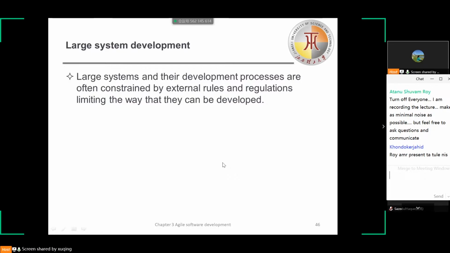In fact, large software system development is quite different from small system development. We can see they are different in these ways. The first one: large systems and their development processes are often constrained by external rules and regulations, limiting the way that they can be developed. When the systems are large, we may have external rules and regulations. So in traditional views, it's better to plan everything before developing it.